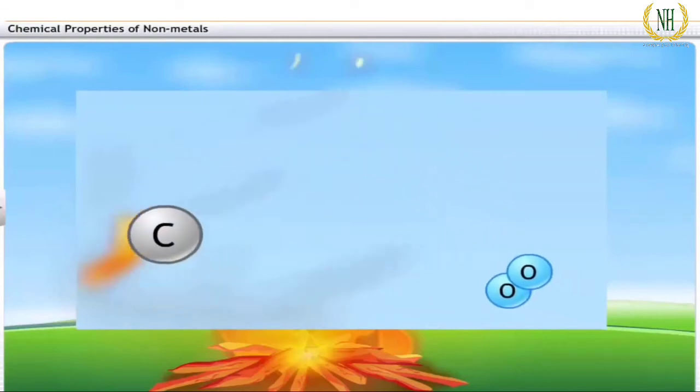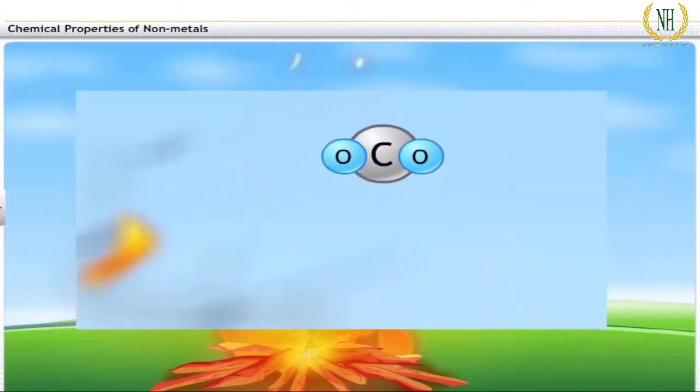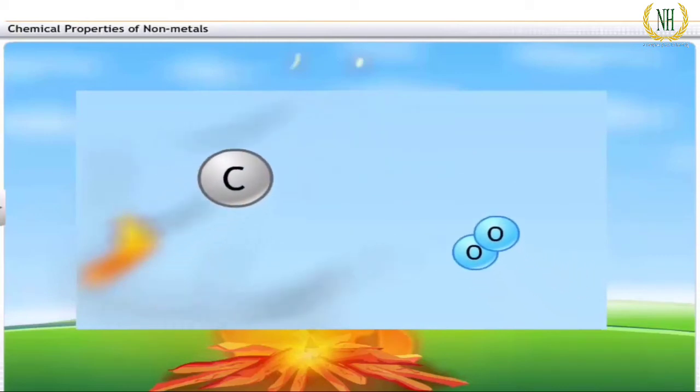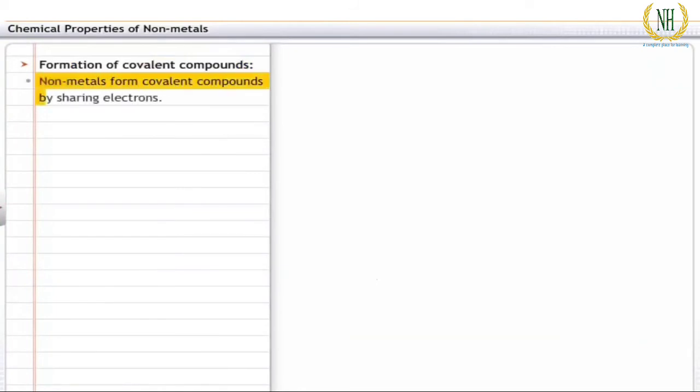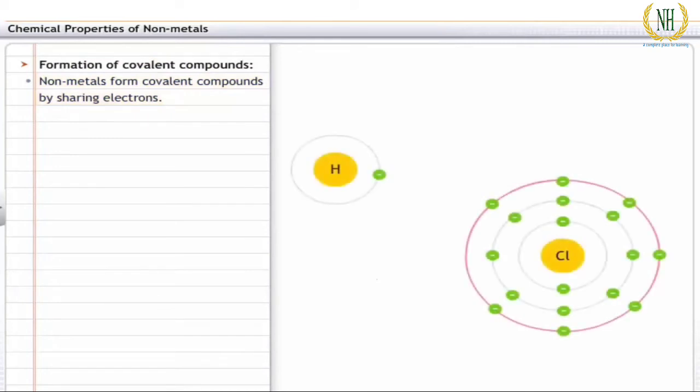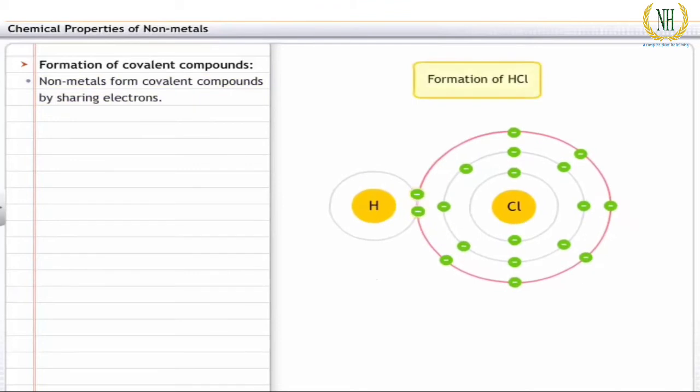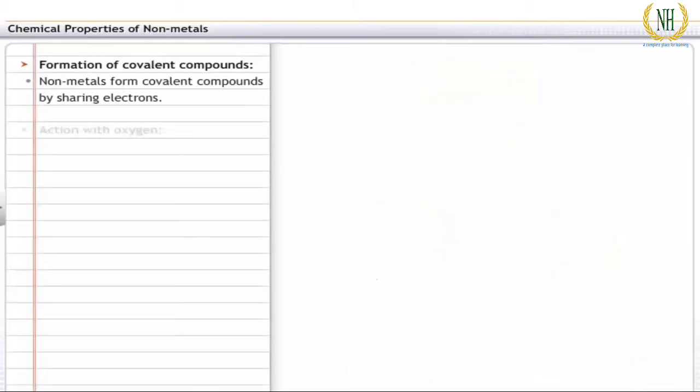Let's look at the chemical properties of non-metals in general to understand their behavior with other elements. Formation of covalent compounds. Non-metals form covalent compounds by sharing electrons. For example, in a molecule of hydrogen chloride, hydrogen and chlorine share a pair of electrons. Thus, hydrogen and chlorine are bound together through a covalent bond.